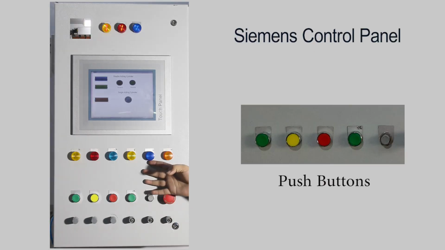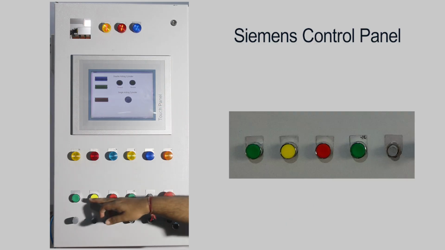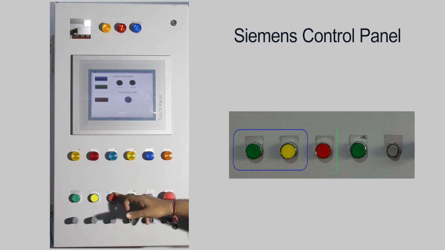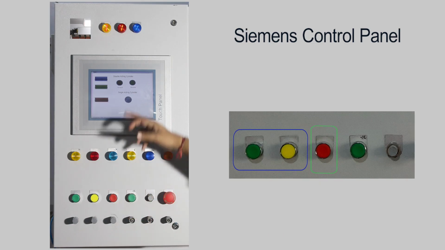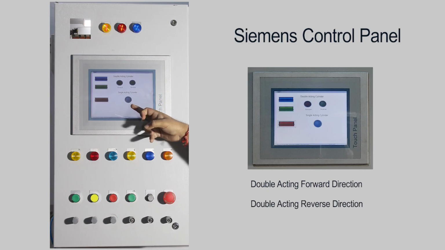These are the push buttons and these are the output lights. This is a HMI panel. I have already loaded a program to the HMI screen. You can see it here. The first two push buttons are used for a double acting cylinder and the third push button for a single acting cylinder. And here you can see that is for double acting forward direction, double acting reverse direction, and this is for a single acting cylinder.